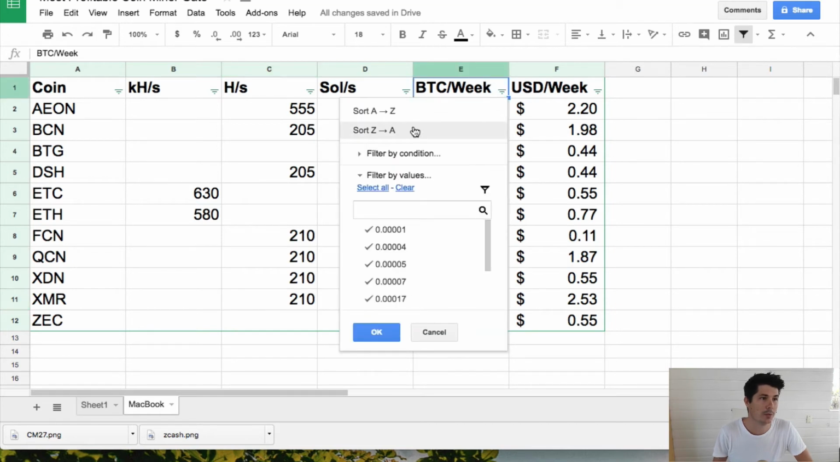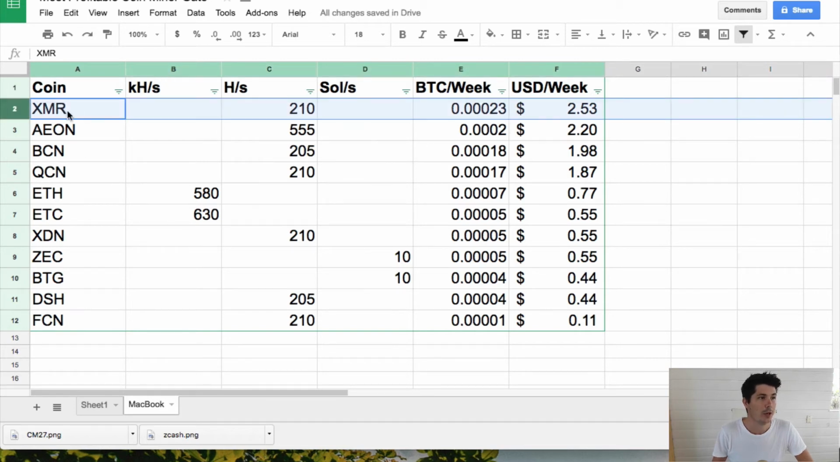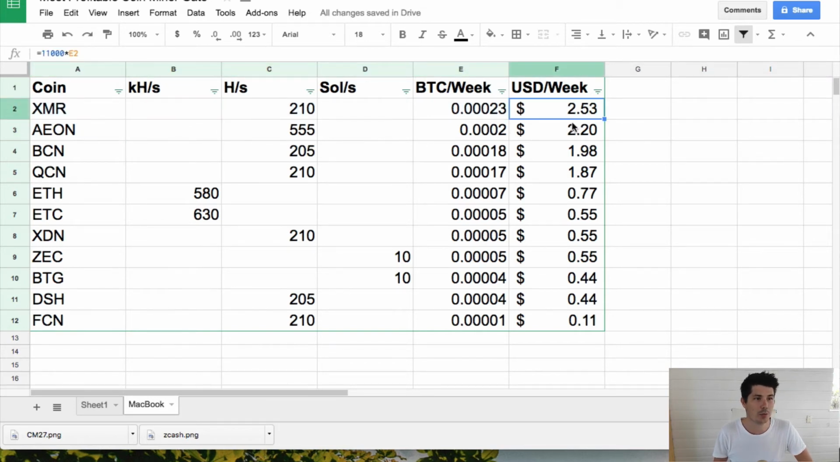Let's sort from top to bottom, Bitcoin per week. We can see that for my MacBook Pro, XMR or Monero is the most profitable coin to mine. Aeon comes in second at $2.20 to Monero's $2.53 per week. So this is putting out $2.53 compared to $1.54. So nearly double what my iMac is putting out. And so you can see here, if I was to mine Zcash, I'd get 55 cents. So Zcash versus Monero, I get five times more money mining Monero than I will mining Zcash.